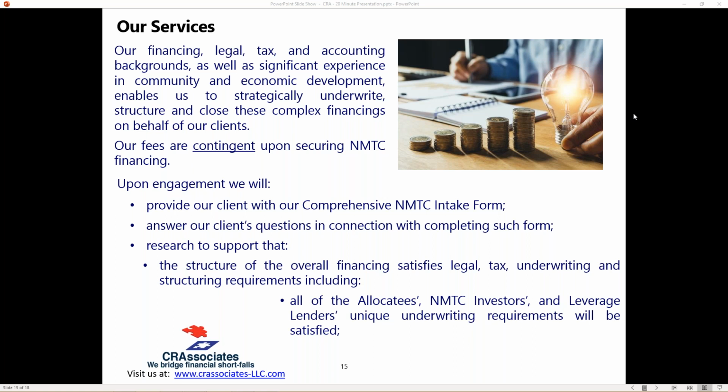Upon engagement, we will provide our client with our comprehensive intake form, answer our client's questions in connection with completing such form, and answer many of the questions ourselves based on our research to support that the structure of the overall financing satisfies legal, tax, underwriting, and structuring requirements, including that all of the allocatees, investors, and leverage lenders' unique underwriting requirements will be satisfied. Leverage lenders are either the sources of the borrower's other financing or financing which we have identified and secured on behalf of our client. We discuss leverage lenders in part 2 of our detailed webinar.